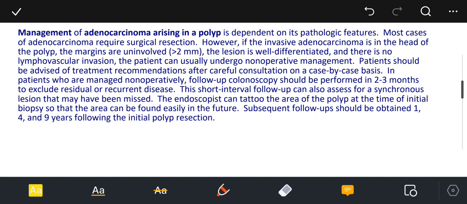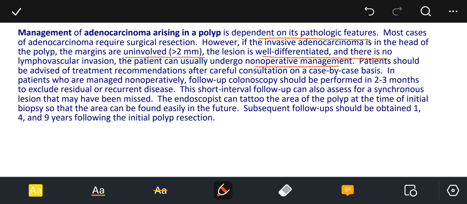Management for the adenocarcinoma arising in a polyp is dependent on its pathologic features. Most cases of adenocarcinoma require surgical resection. However, if the invasive adenocarcinoma is in the head of the polyp, the margins are uninvolved, more than 2 millimeters, the lesion is well differentiated and there is no lymphovascular invasion, the patient can usually undergo non-operative management.